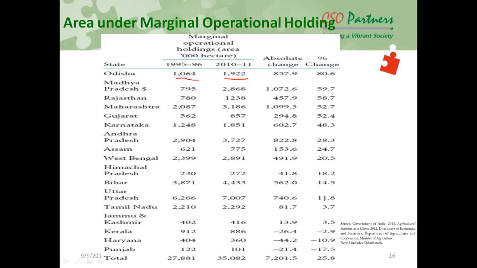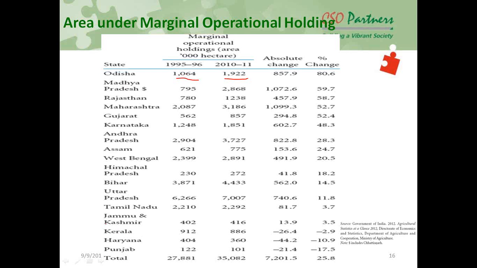So if you see the amount of agricultural activity people do, the size of land available to these families and individuals for agricultural activity is reducing. That is the general scenario across all India, and that is what we understand.